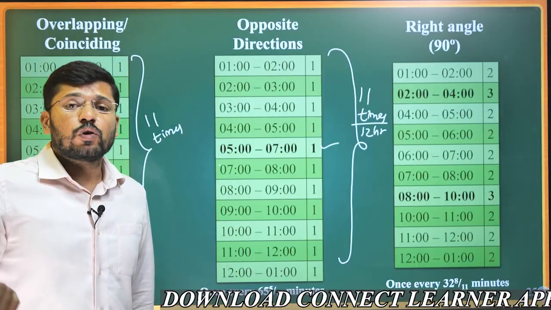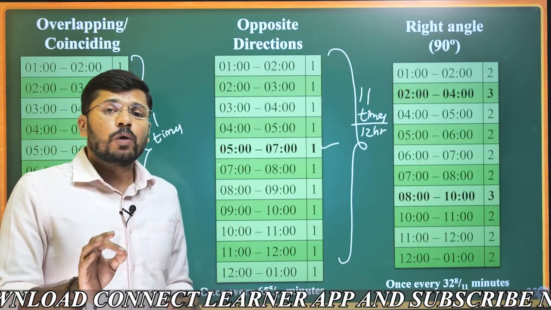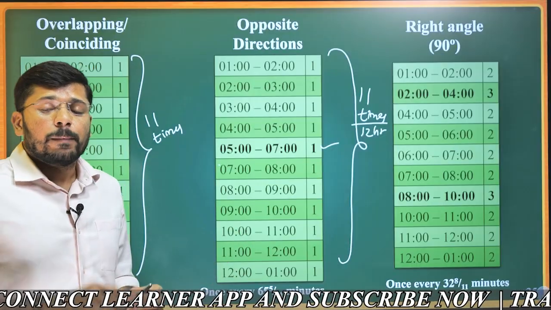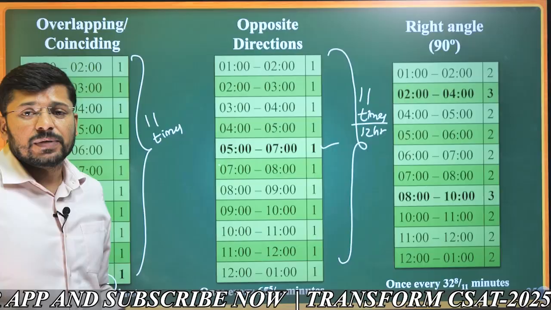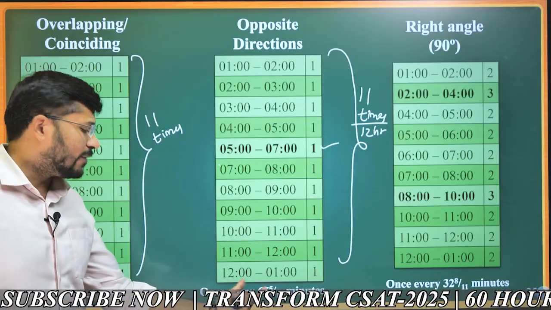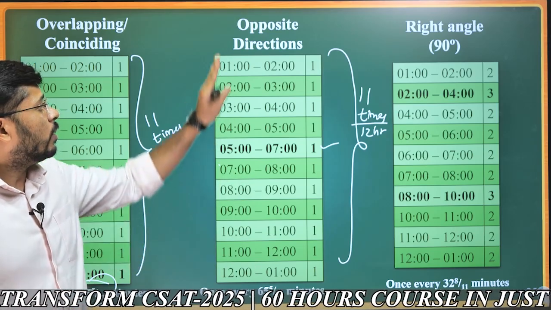Or 65 minutes before 6 o'clock, the time would be 4:54 or 4:55. Then also they will be in opposite directions. So between any 2 instances of happening, the time difference would be the same, 65 5/11 minutes or 65 point something minutes. This is the general rule, the exception, and the interval for opposite directions.